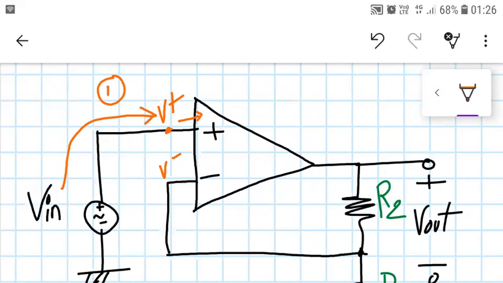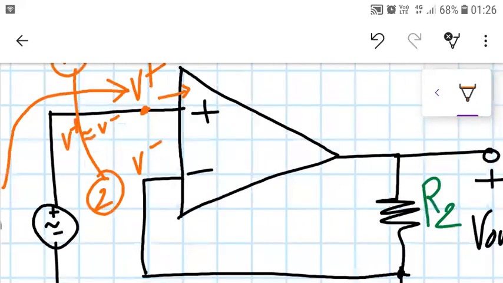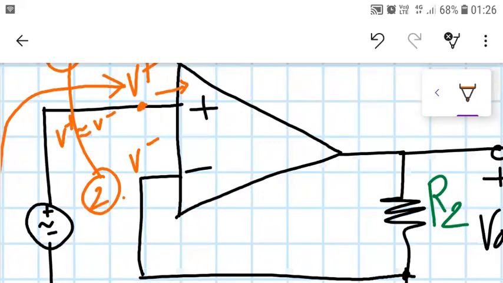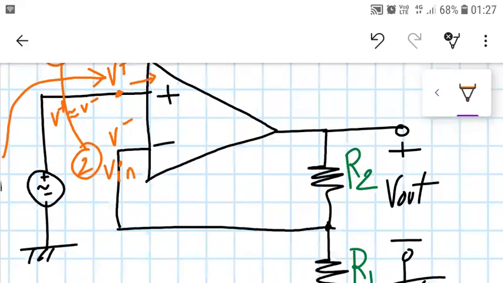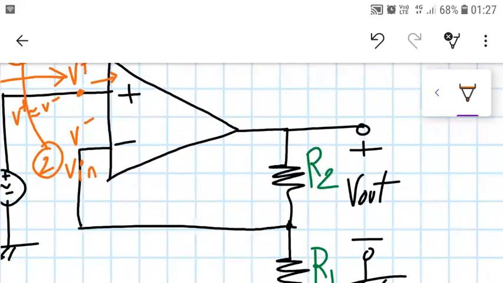Second step is, from the virtual short concept, we know that V plus is approximately equal to V minus. So hence, this is my second step, my V minus will be equal to V in. So V in will reach over here. Now, next, this V in will reach this point because it is connected by a wire. So this is my V in reaching this point. So this is my step number 3.